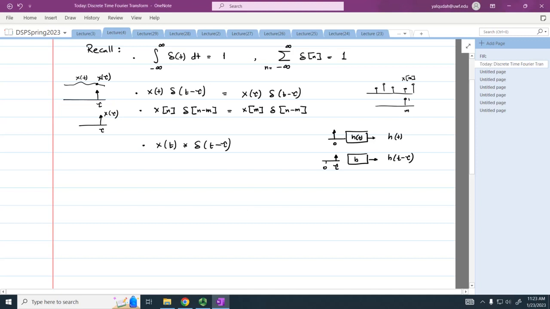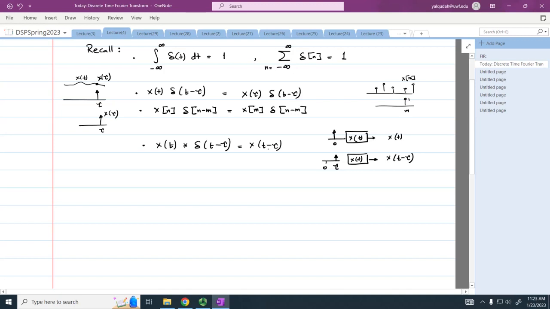Okay. Now what if I come here and instead of calling it h of t, I'm going to call it x of t. Can I? What do I get at the output? I'm going to get x of t minus tau. Agree? So what is the result of this convolution? X of t minus tau.